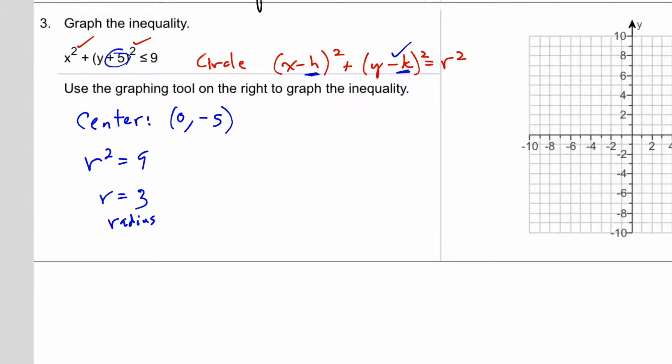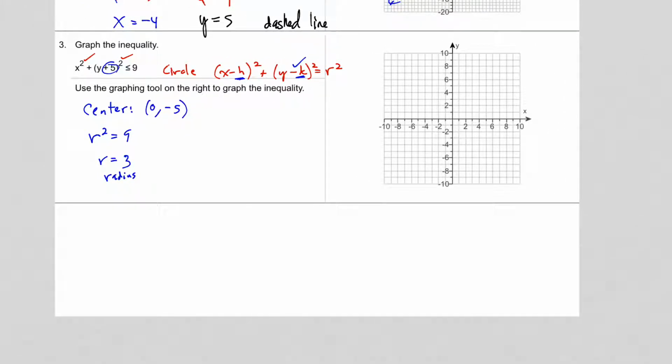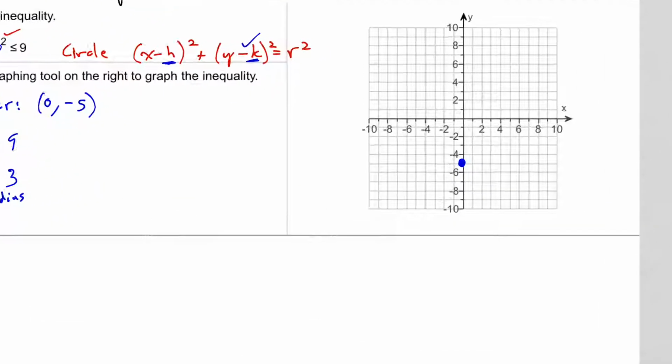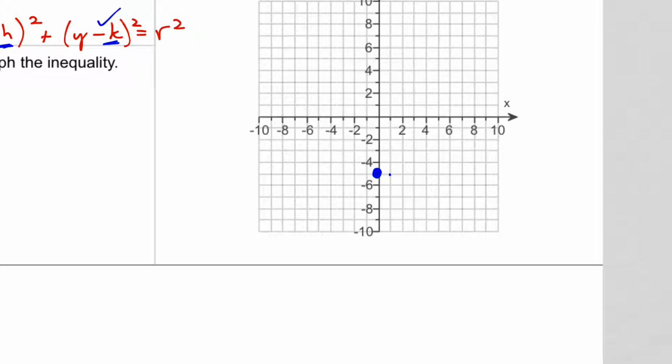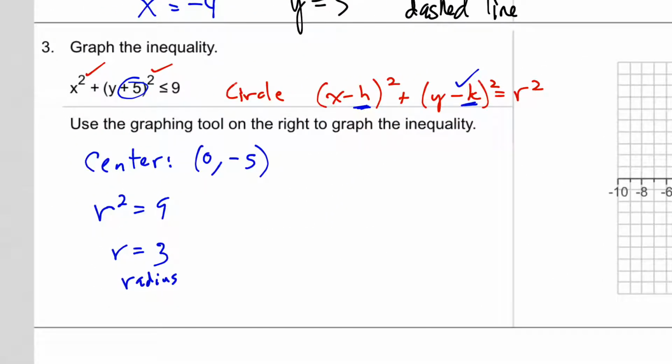So we can go ahead and graph this thing. So we're going to do (0, negative 5) with the radius of 3. 3 to the right, 3 above it, 3 to the left, 3 down. Okay, there's my circle. And I did that solid. I forgot to mention that because there's an equal sign.